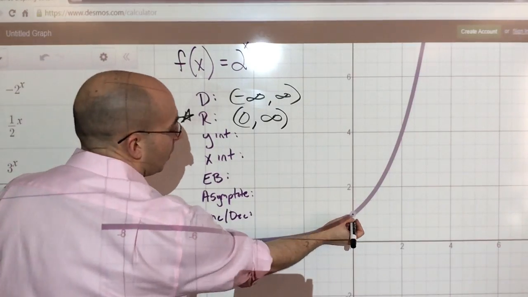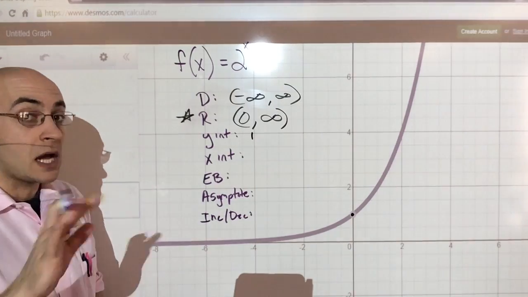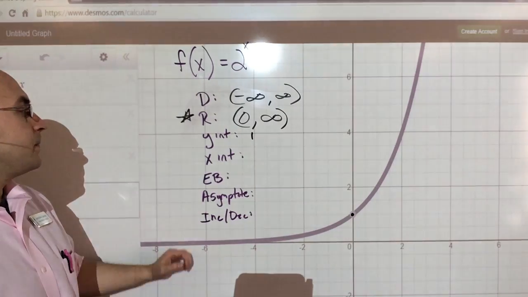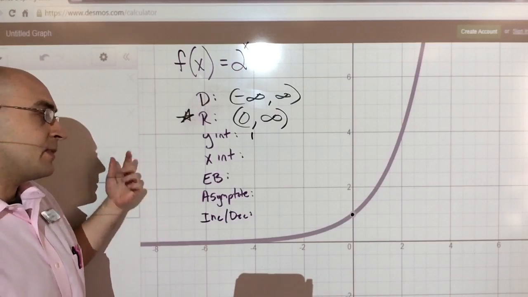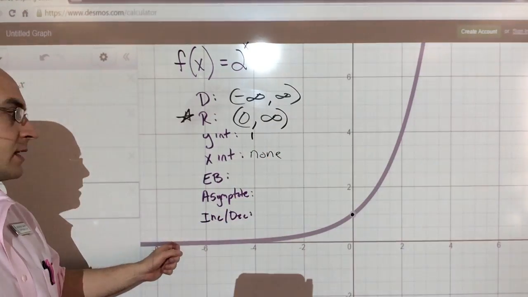The y-intercept here, all base exponential functions have a y-intercept of 1. Okay? Non-transformed is what I mean. X-intercept, there is none. Please make sure you understand that there is no x-intercept here. It will never touch the x-axis.